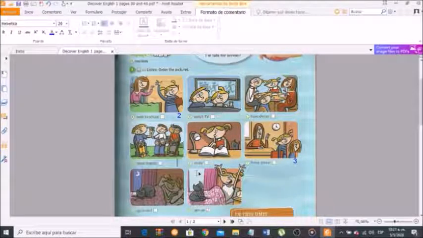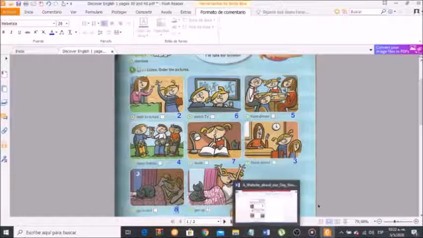Very good. What about picture number four? Very good. Meet friends. And remember, this is juntarse o encontrarse con los amigos. Picture number five is have dinner. And be careful here. Have dinner means cenar. Almorzar is have lunch. Okay, picture number six. Very good. Watch TV. What about picture number 7? Very good. Study. And then the last thing that she does is going to bed. So this is picture number 8.